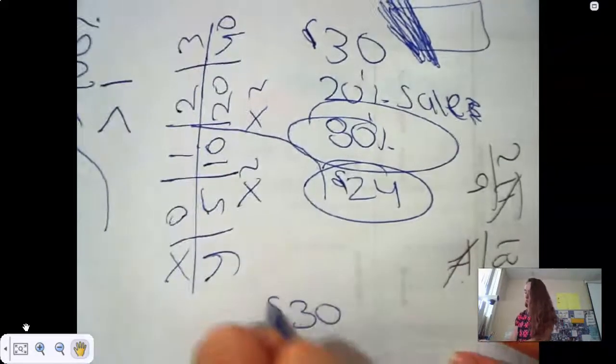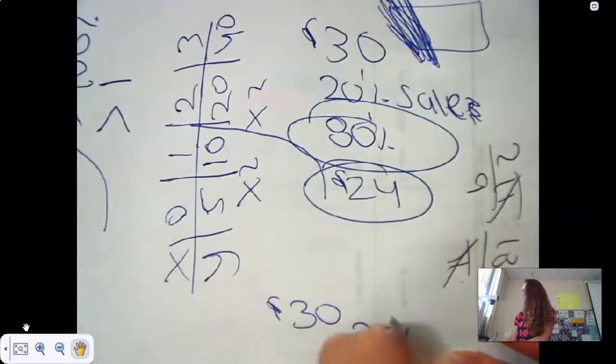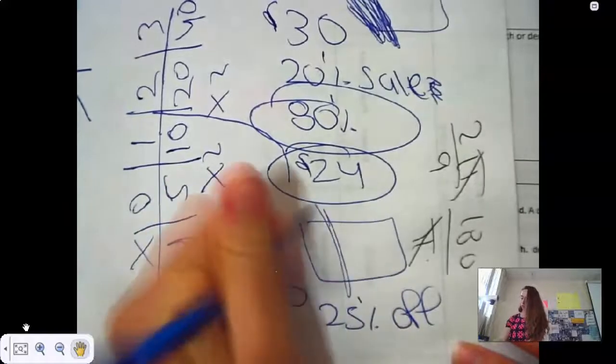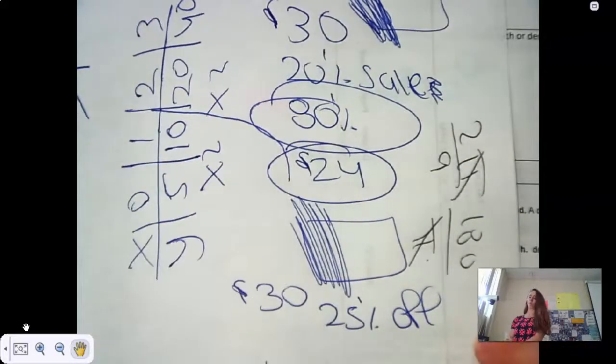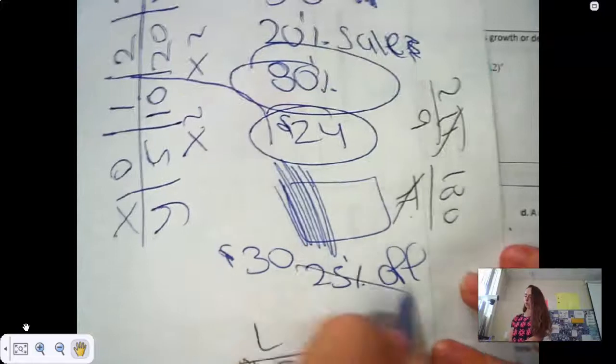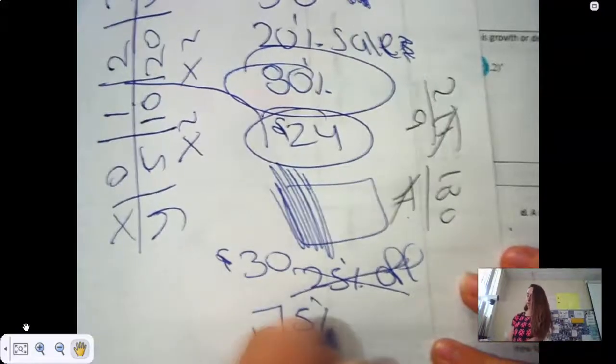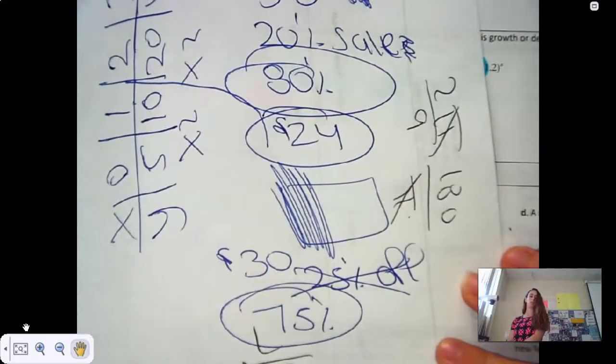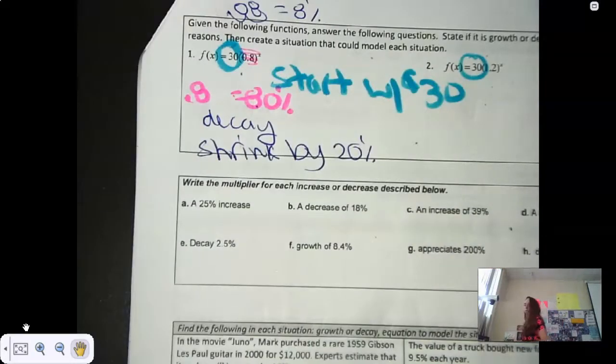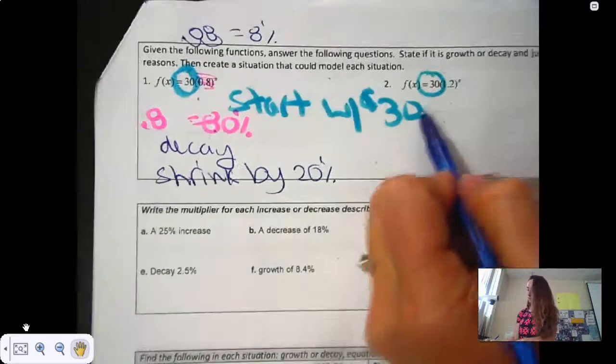If I have a $30 shirt and I get 25% off, that means if here's the shirt, I don't have to pay that 25% of the 30. What does that mean I really am paying? I am going to pay 75% of the shirt. Okay? All right. Now, what does this mean here?